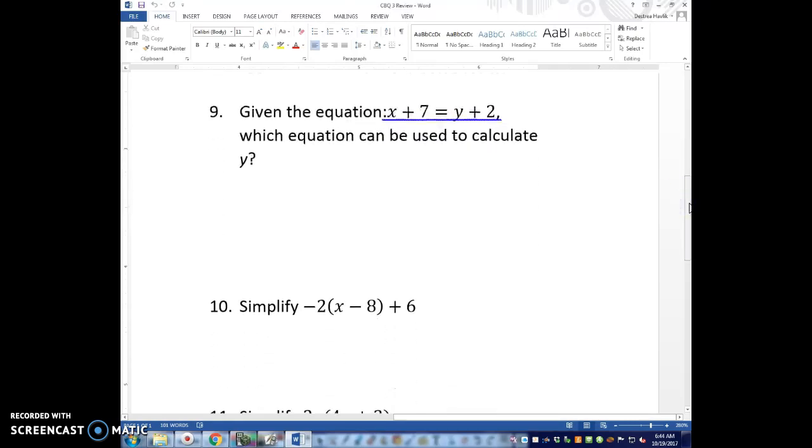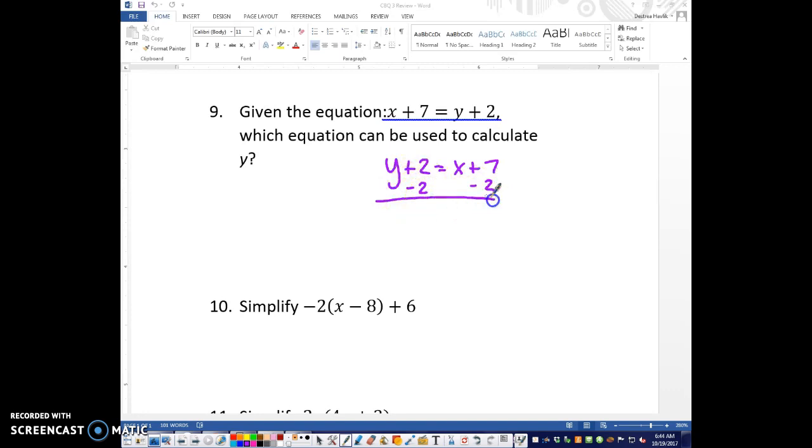Number 9, given the equation x plus 7 equals y plus 2, which equation can be used to calculate y? Let's go ahead and switch it around since we're trying to find y. Let's write y plus 2 first equals x plus 7. We're trying to get y by itself, right? So how do we get rid of this 2? We subtract it. So y equals x plus 7 minus 2, which is 5. Easy enough.